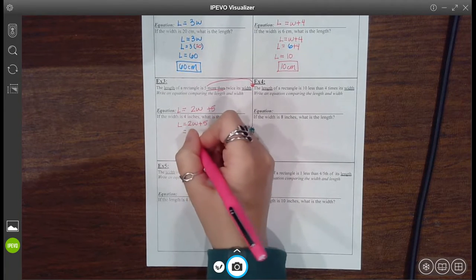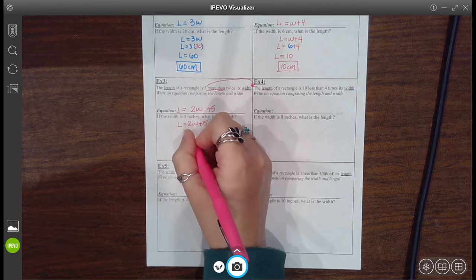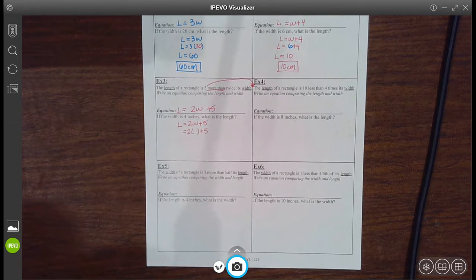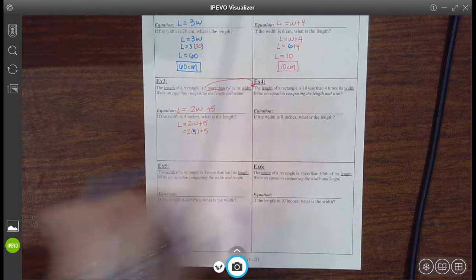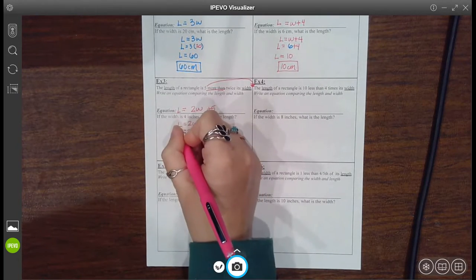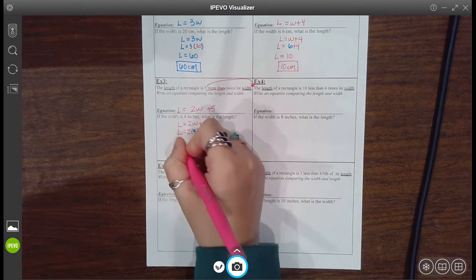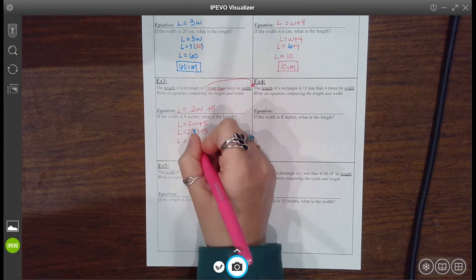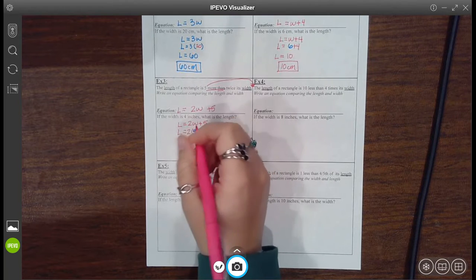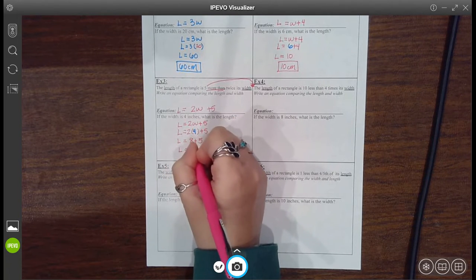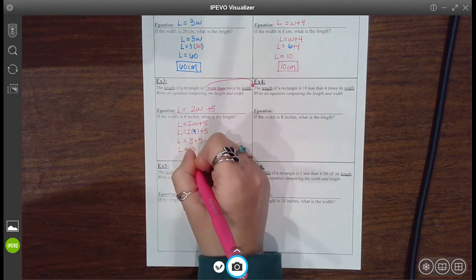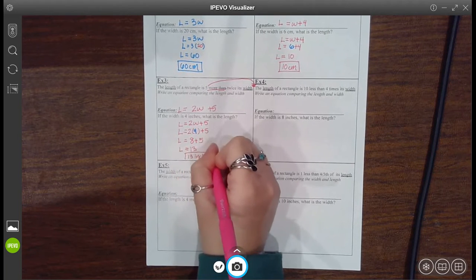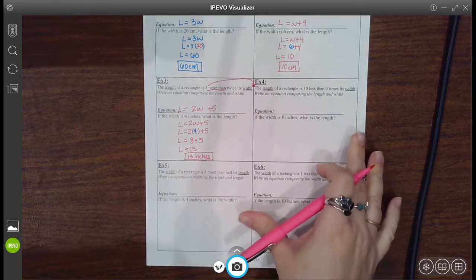They said that the width is 4. So I'm going to replace the W with a 4. Okay, and then you get L is, well, 2 times 4 is 8 plus 5, and 8 plus 5 is 13. So you get 13 inches. Done.